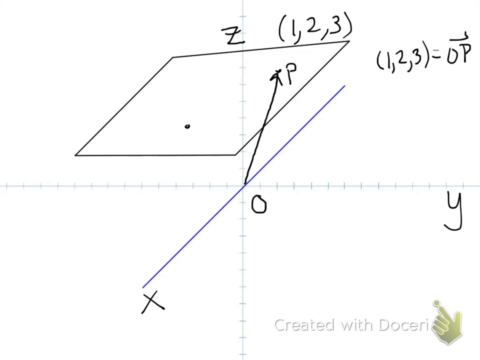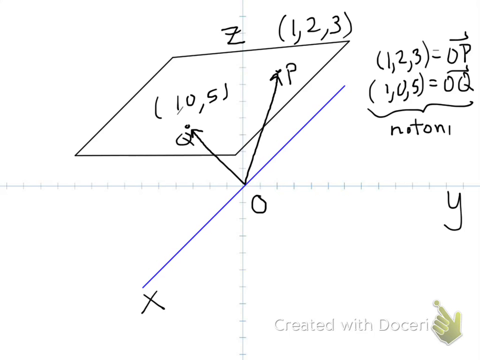Suppose we had another point. Let's call this point Q, (1, 0, 5). Question is, is the vector (1, 0, 5) on the plane? And again, we can draw the vector OQ, which is the vector (1, 0, 5). And you can see because the origin is not on this plane, the vector (1, 0, 5) is not on the plane. So we have for both of these points, OP and OQ are not on the plane. The point (1, 0, 5) and the point (1, 2, 3) are both on the plane, but the vector (1, 0, 5) and the vector (1, 2, 3) are not on the plane.